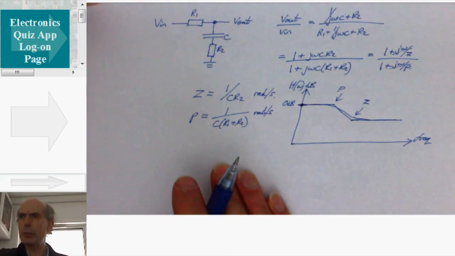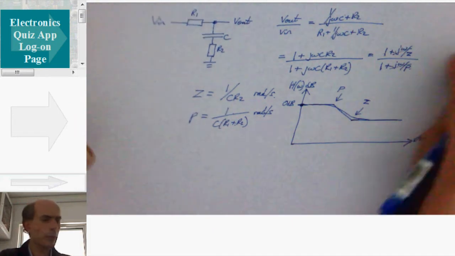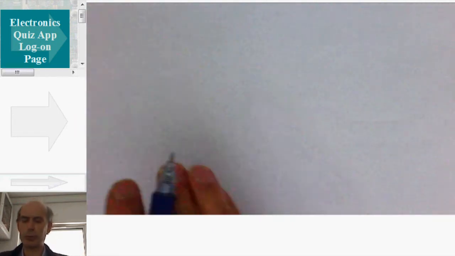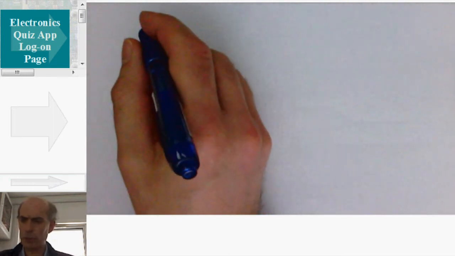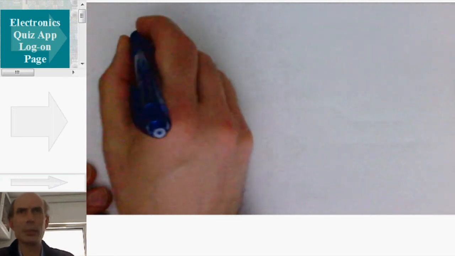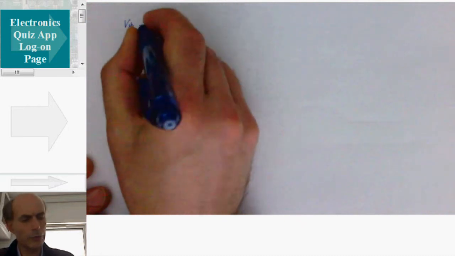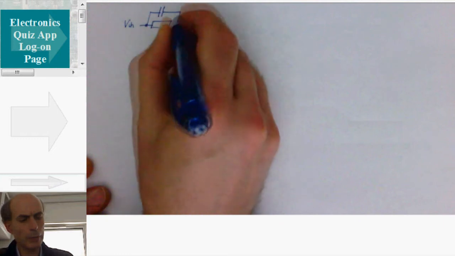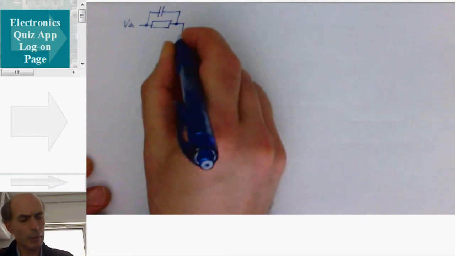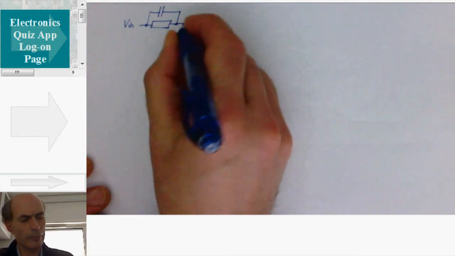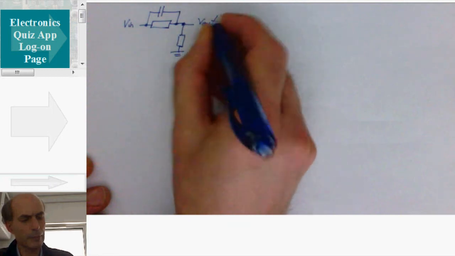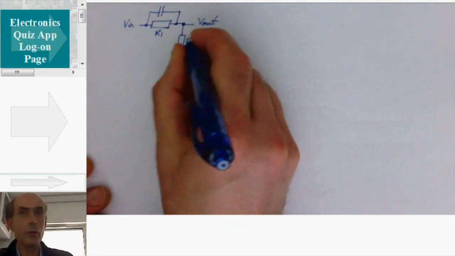Have I got time in this video for the next one? Probably yes. Another first order circuit to try would be something like this one. Slightly more complicated perhaps. V in goes to a resistor, then there's a capacitor in parallel with a resistor and a resistor down to ground. V out. Call this one R1, this one R2, and this one C.